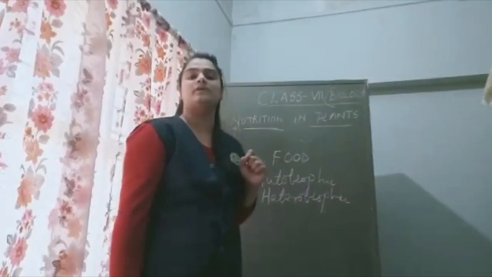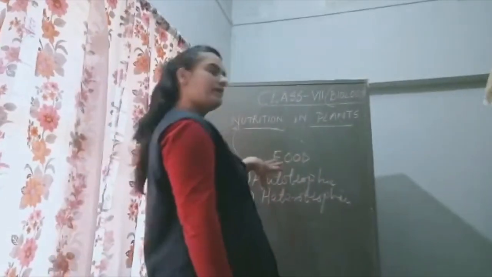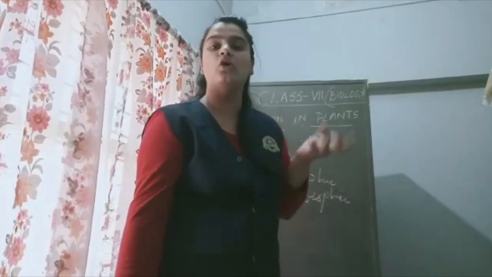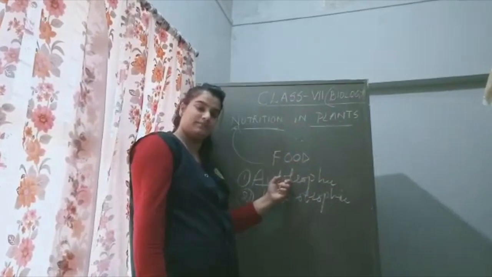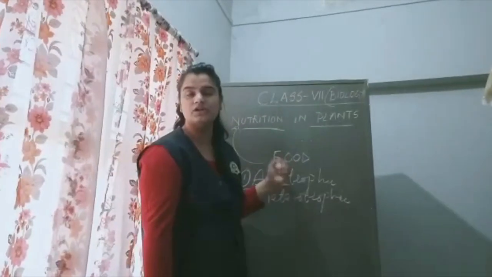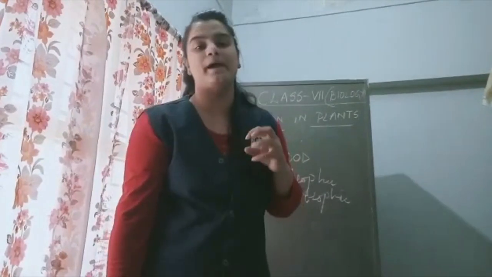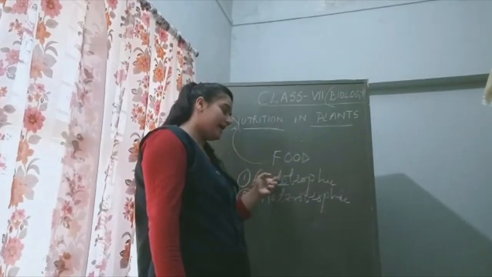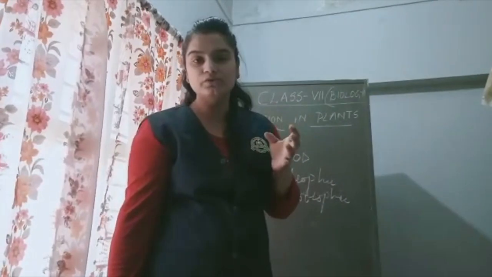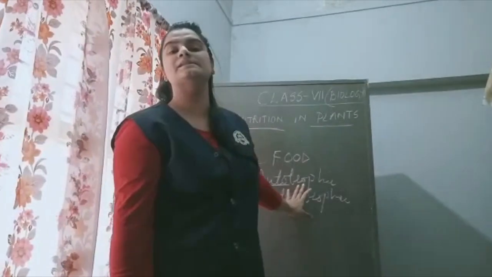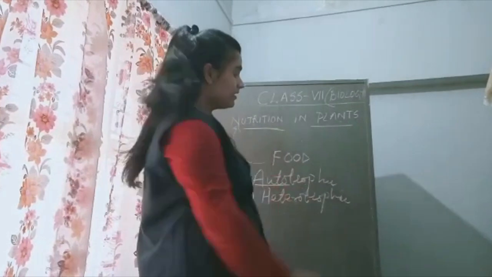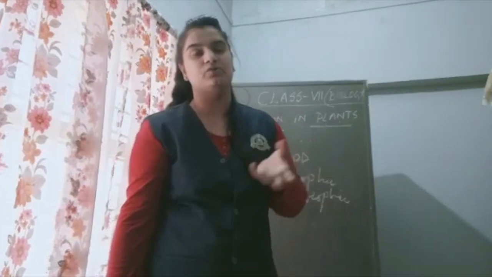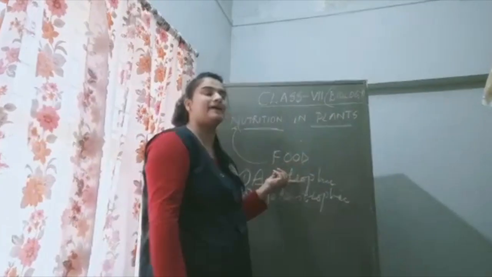Coming to autotrophic nutrition. What do you mean by autotrophic nutrition? Auto means self, trophic or troph means nutrition. That means this is that kind of nutrition in which an organism is able to prepare its own food. So who are the ones who are able to prepare their own food? Those are the green plants.